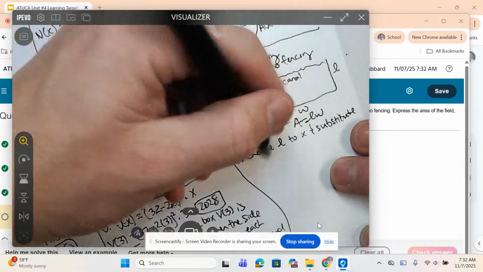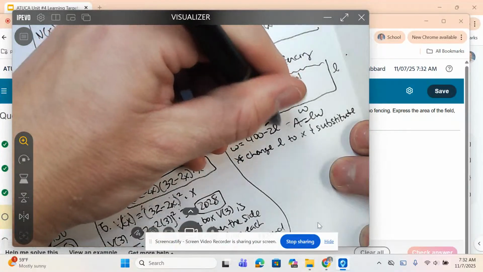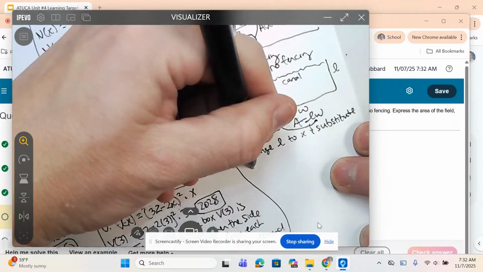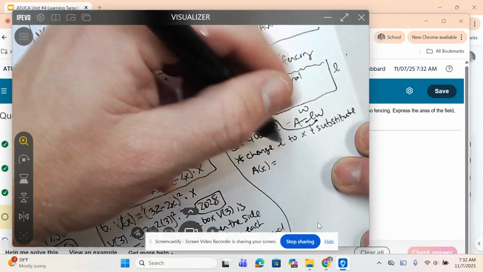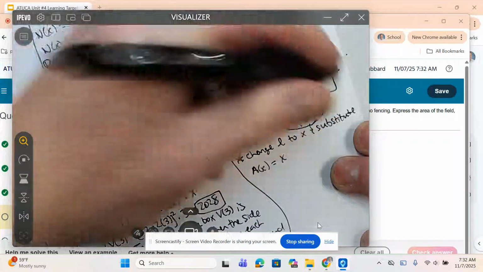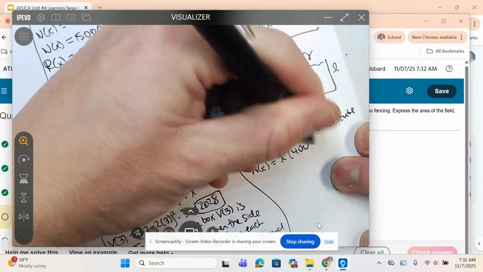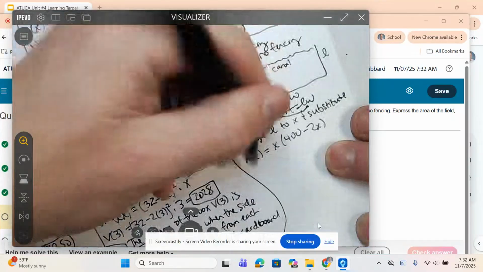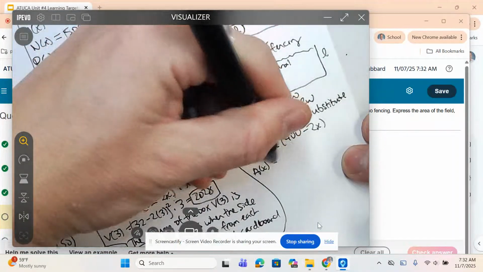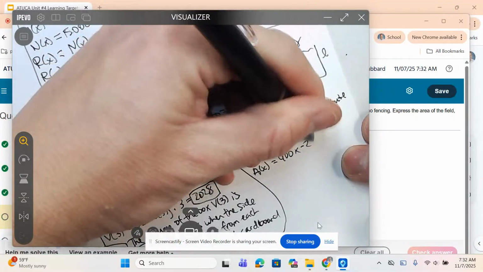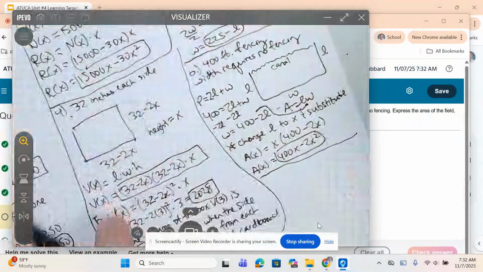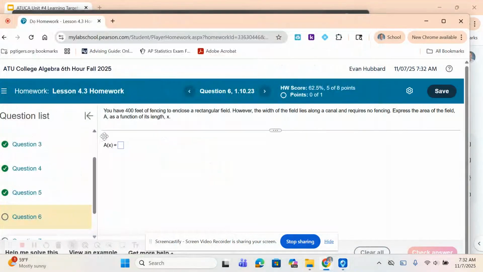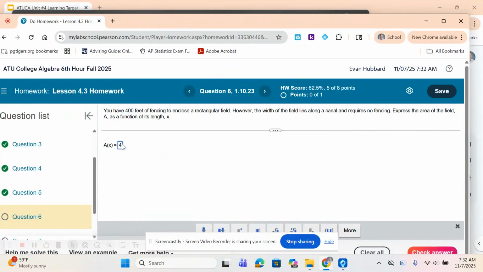So I'm going to substitute this into here. So the area of X is equal to the length, which is X, times the width, which is 400 minus 2X. I don't know if you need to distribute or not. 400X minus 2X squared. So 400X minus 2X squared.